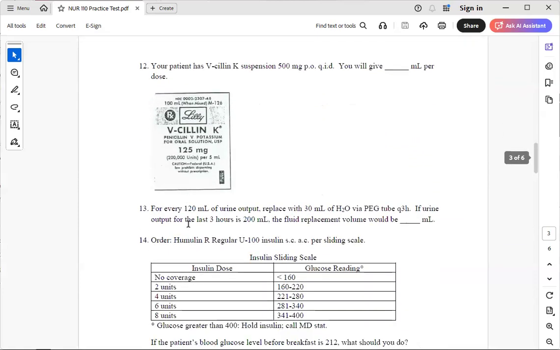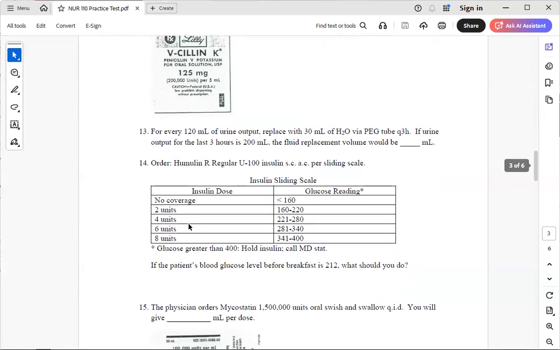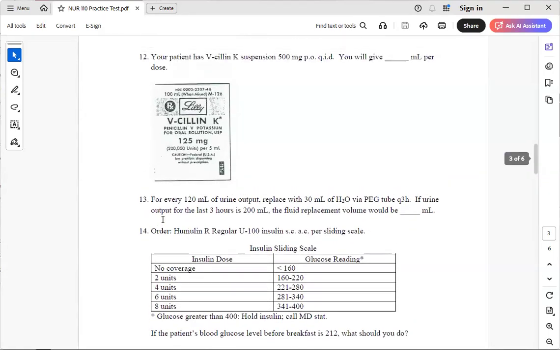All right, let's look at the next couple here. Okay, I'm just going to do these here. All right, so the order is Veetids K suspension 500 milligrams by mouth QID, which means 4 times per day. And it says how much would you give per dose?